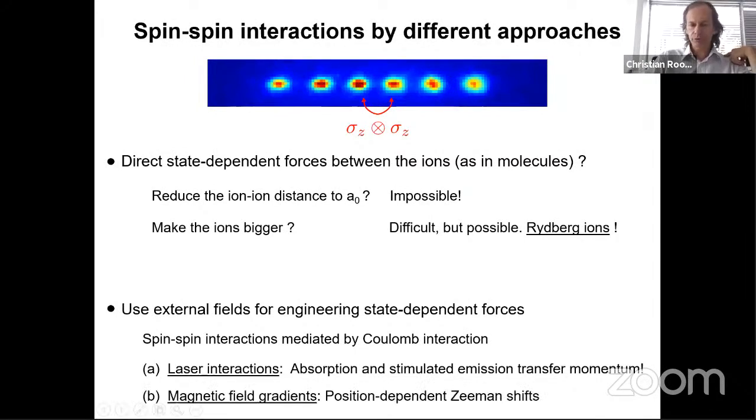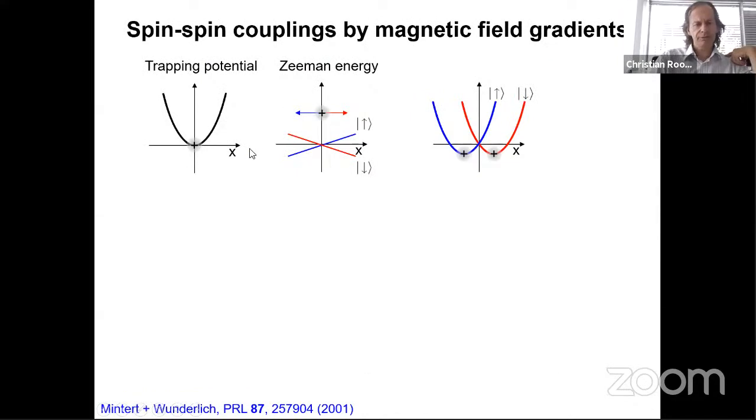But another approach is also to make use of magnetic field gradients that produce position-dependent Zeeman shifts. And there are, I would say, two different approaches for doing this. You can think of having a trapping potential and a magnetic field gradient that shifts one qubit state in space in a different direction than the other qubit state. And then once again, you get a state-dependent potential where the energy not only depends on the position of the ion with respect to the trap, but also on its internal state.